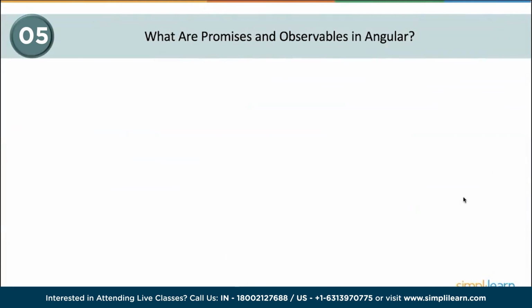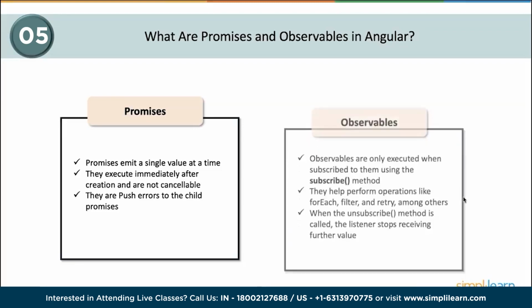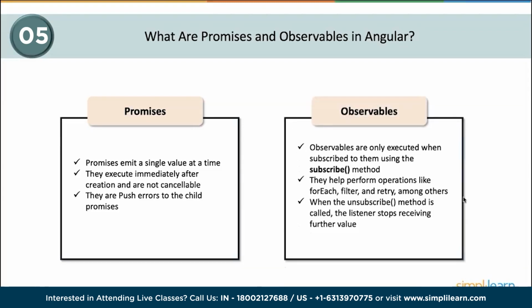Now, what are promises and observables in Angular? Promises are a typical JavaScript object. They emit a single value at a time. They execute immediately after creation and are not cancelable. They push errors to the child promises. Observables are only executable when subscribed to. They won't be called unless you subscribe using the subscribe method. They help perform operations like forEach, filter, and retry. When you unsubscribe, they won't get called and won't listen anymore.